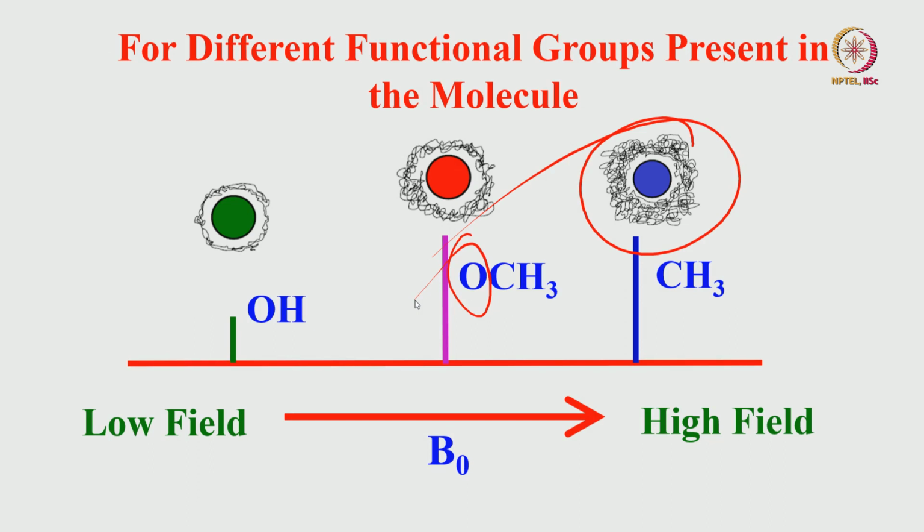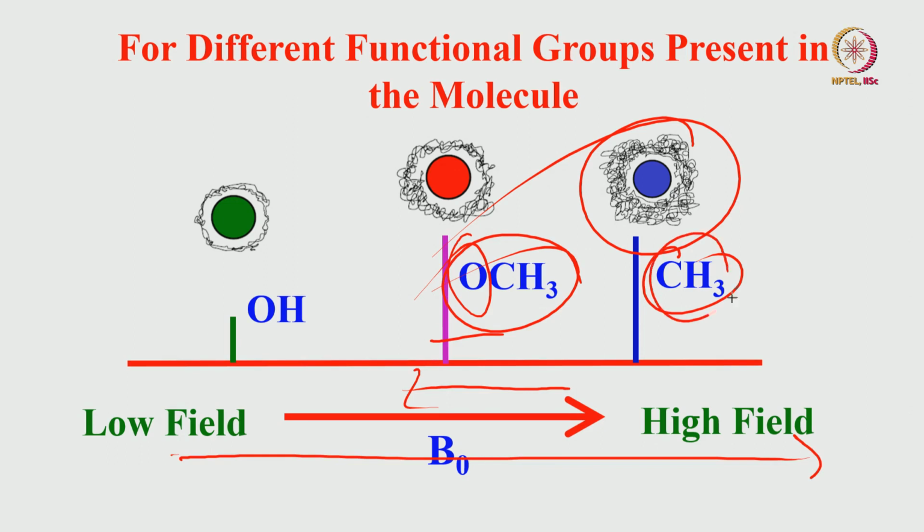Now oxygen, you see, is an electron withdrawing group, it is an electronegative group. So, it deshields the CH3 to some extent. Instead of coming here, it comes to the left side. From high field it moves to the low field side. I said from low field to high field you go from left to right. So, instead of coming to the right, it moves slightly to the left because of the addition of oxygen in OCH3. That means the OCH3 group is deshielded compared to CH3.